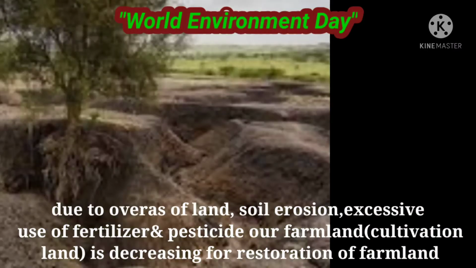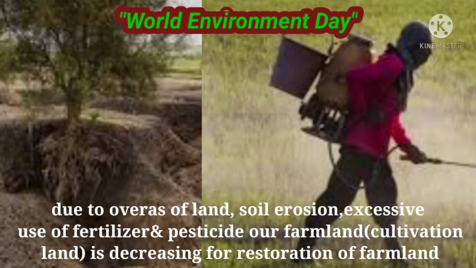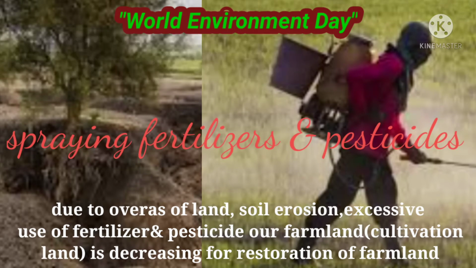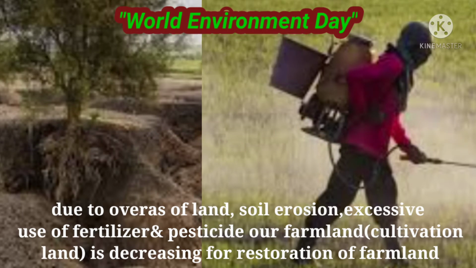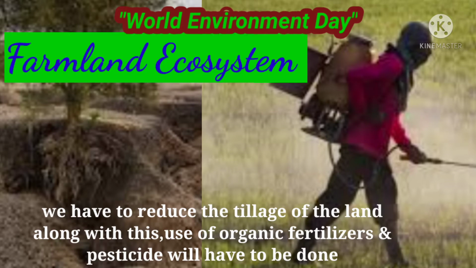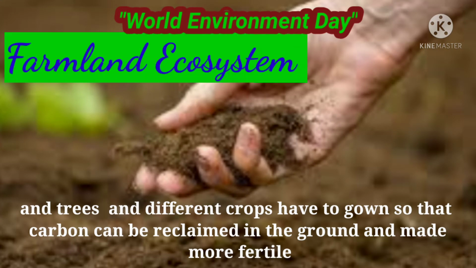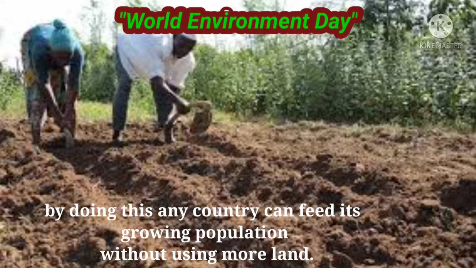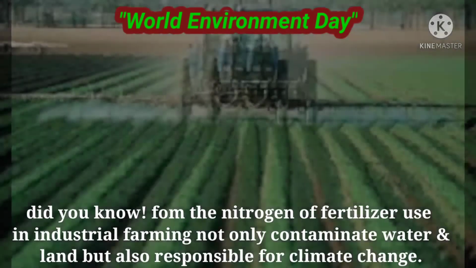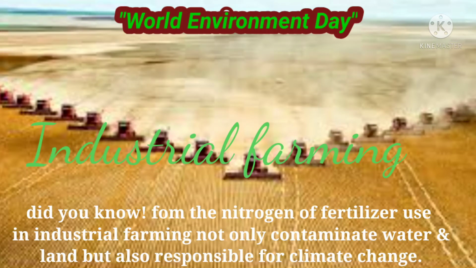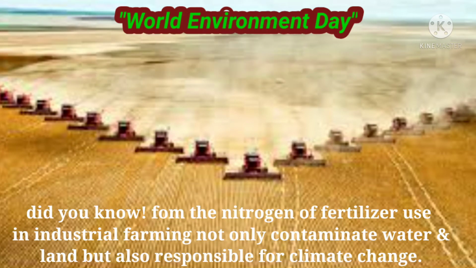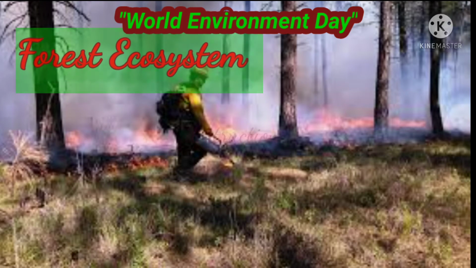Farmland ecosystem. Due to overuse of land, soil erosion, and excessive use of fertilizers and pesticides, our farmland is decreasing. For restoration of farmland, we have to reduce the tillage of the land. Along with this, organic fertilizers and pesticides will have to be used. And trees and different crops have to be grown so that carbon can be reclaimed in the ground and the soil made more fertile. By doing this, any country can feed its growing population without using more land. Did you know the nitrogen from fertilizers used in industrial farming not only contaminates water and land, but is also responsible for climate change?